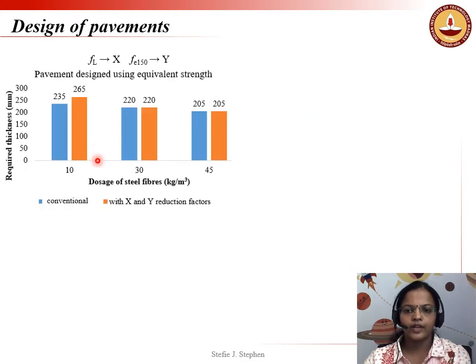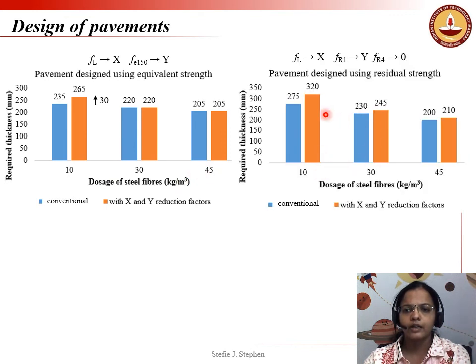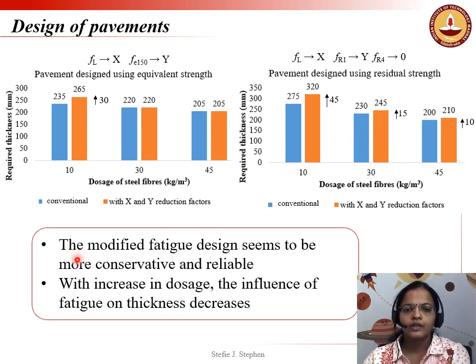Here a concrete with 3 different dosages of hooked-end steel fibers is designed for a slab thickness based on this approach and compared with the conventional design. This is the case designed with equivalent strength parameters, and this one is with residual strength. It should be noted that the one designed with residual strength seems to be more conservative. So the modified fatigue design seems to be more conservative and reliable, and it was also observed that with increase in dosage, the influence of fatigue on the requirement of thickness is decreasing.